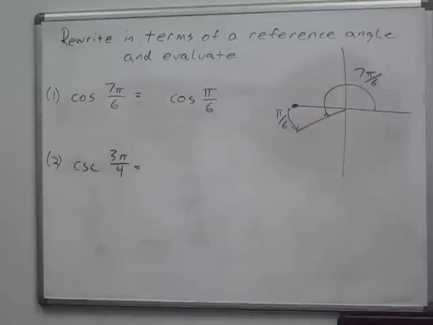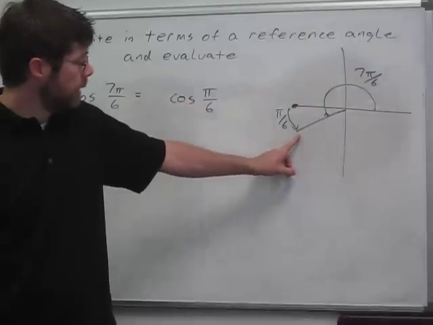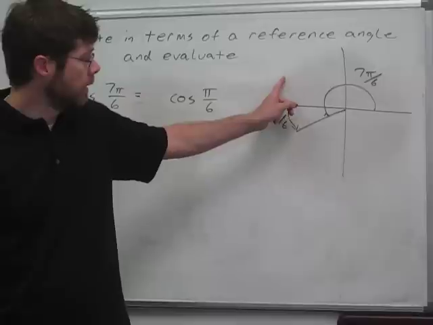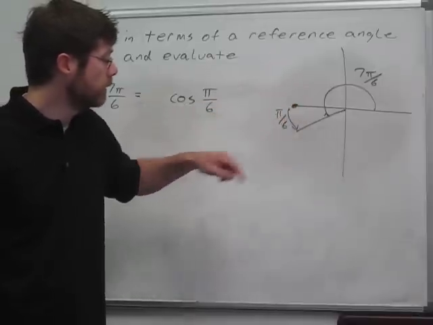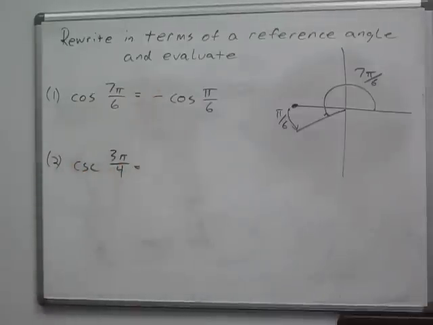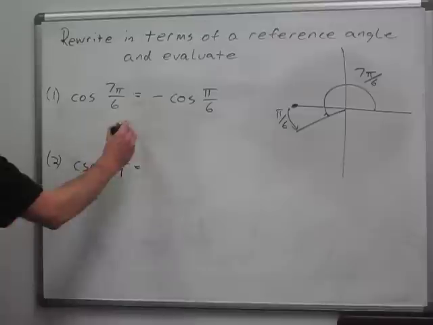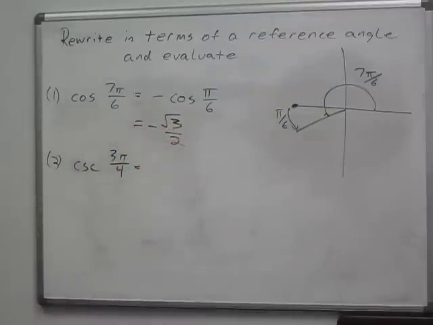Right? This is going to be a positive value, but we know that the cosine is negative if we are left of the y-axis, right? So either quadrant 2 or quadrant 3. So we want the negative of the cosine of pi over 6. So negative root 3 over 2.